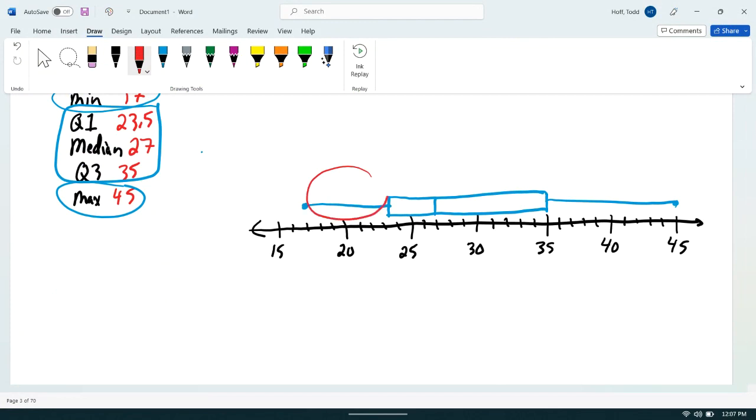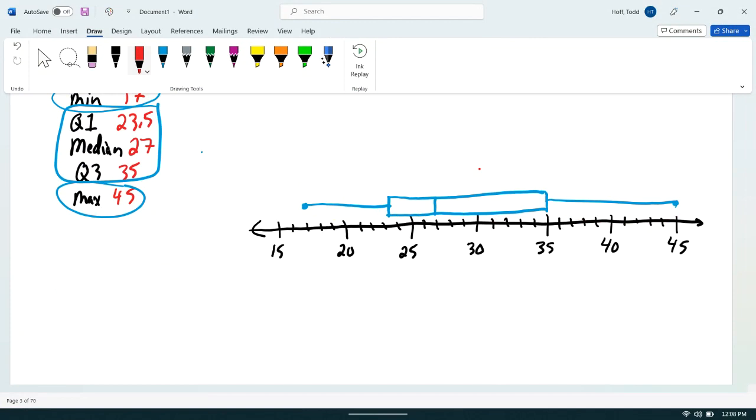There's 4 sections, 1, 2, 3, 4. Now this is the largest section here, so we would say that's where the numbers are the most spread out. This is the smallest section here, so we'd say that's where the numbers are the tightest together. And let's just plot our numbers in the dot plot superimposed over the box plot to display that.